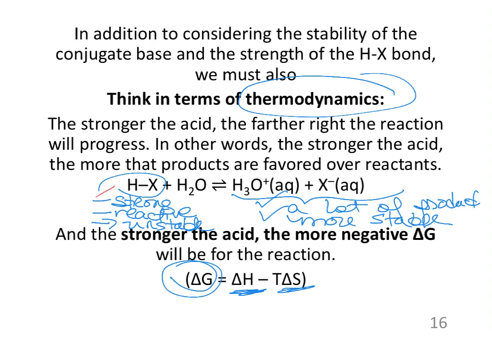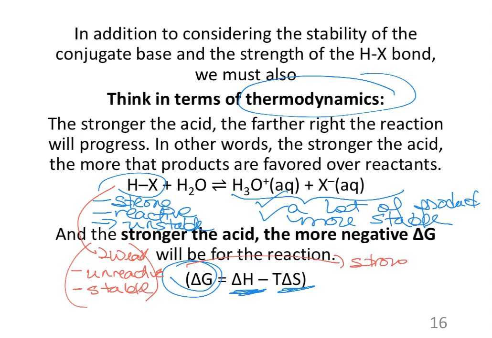Okay, so you could also say the opposite. If you had an acid that was weak, what does that mean? That means it's relatively unreactive, and it also means that it is quite stable. Things that are stable do not want to change. They don't want to react, okay? And then you could say the opposite for the products, okay? The products would be more strongly reactive and less stable.